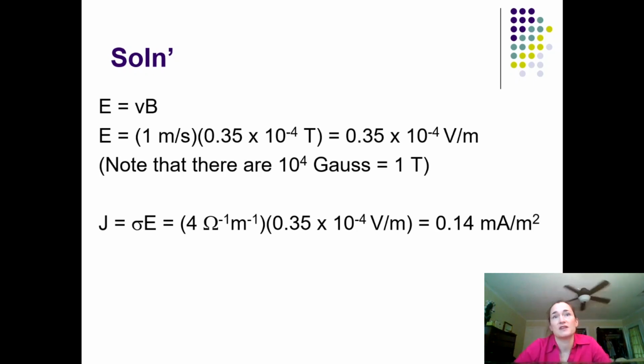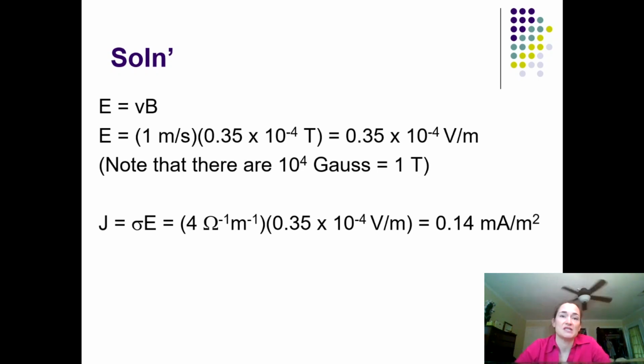Remember that there's 10 to the 4th Gauss in 1 Tesla. So writing this all in SI units, the electric field would be equal to 1 meter per second times 0.35 times 10 to the minus 4 Tesla. When you multiply those things through, of course, you get 0.35 times 10 to the minus 4 volts per meter for your electric field. Now, remember Ohm's law.